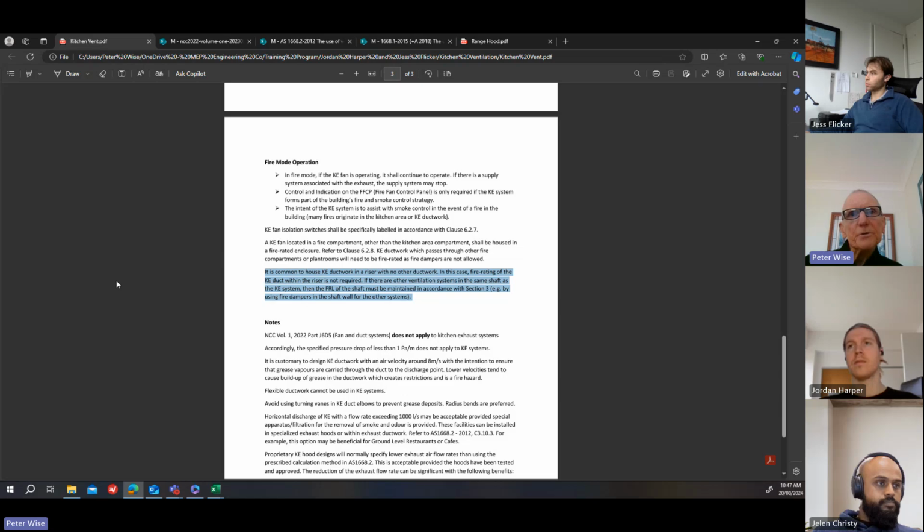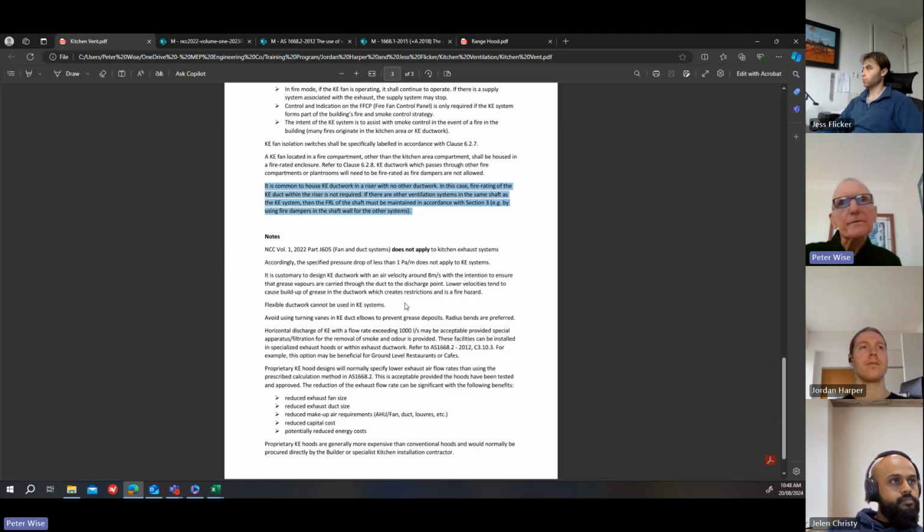It's common to house kitchen exhaust ductwork in a riser with no other ductwork, which I mentioned before. Provided the riser is fire rated through the building, as it rises up through the building, then you don't need to fire rate the kitchen exhaust duct. But if it's not a fire rated riser, this can be a bit contentious. It needs to be looked at very carefully. If it's not a fire rated riser, then the kitchen exhaust duct has to be fire rated. But we won't go into too much detail because it's not relevant to you at the moment.